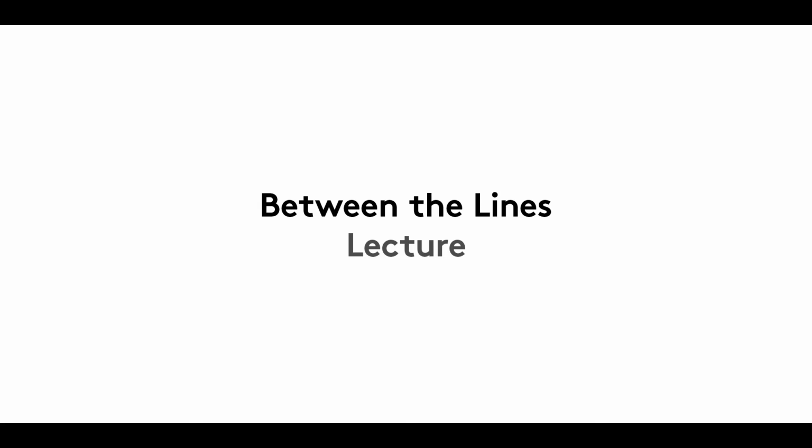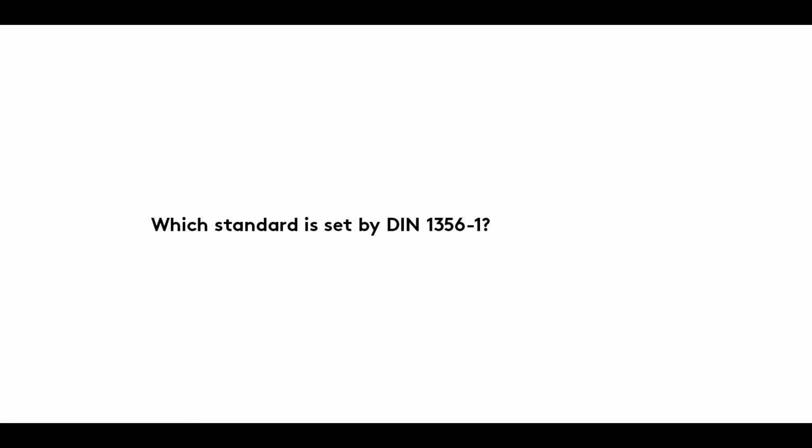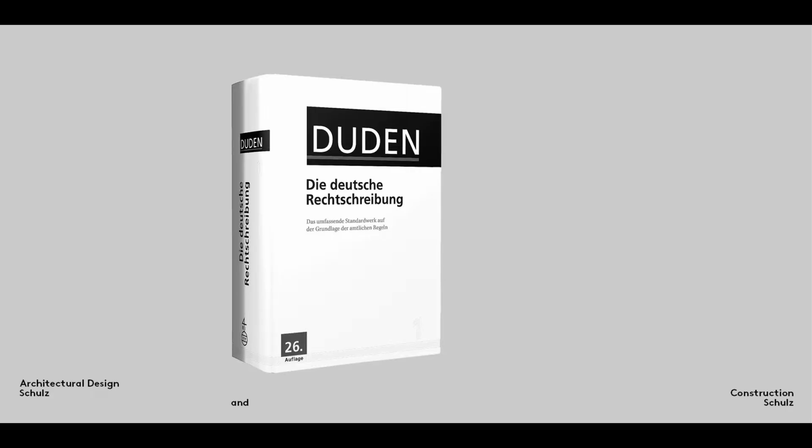Welcome to the third film in our Between the Lines series. In it, we look at the rules that apply to the production of architectural drawings. Just like any other language, architectural drawing has its own set of rules. Without these rules, which are similar to those that tell us how to write and speak German, for example, it would be impossible to communicate with other people.